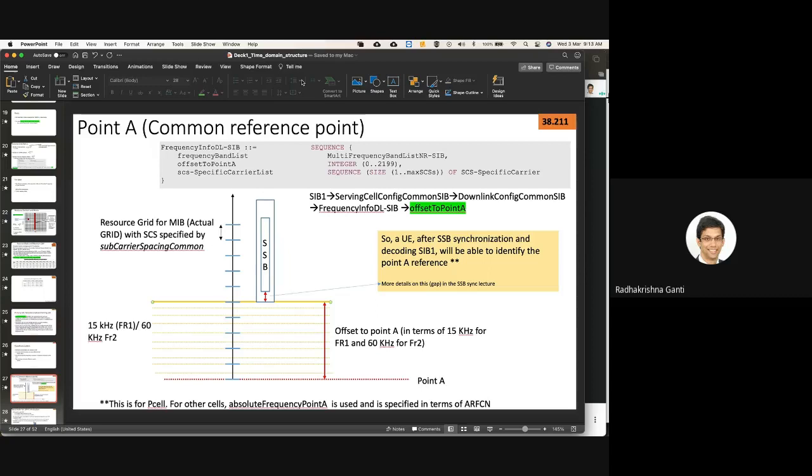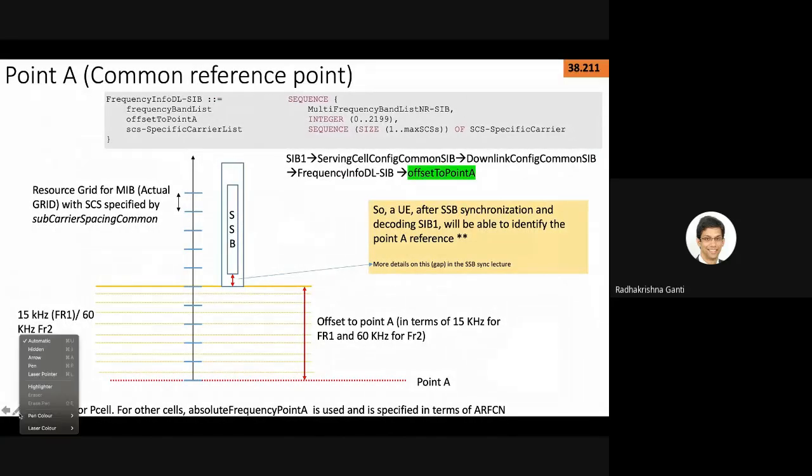Let me see if I can have a pen here. Just one minute. Okay, so this is the SSB. This is the lower part, the first frequency element of the SSB. At that point, the UV is locked on, so it knows that location. So what it specifies is something called an offset to point A. The offset to point A is given in the SIB1 message.